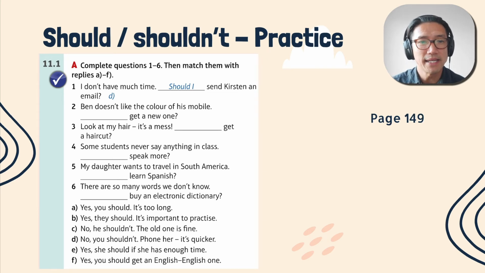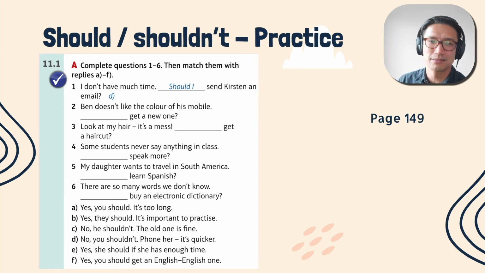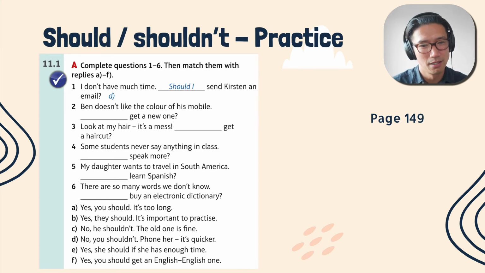Why not? Ben doesn't like the color of his phone. I don't know. Blank, get a new one. And what should the response be? Look at my hair. It's a mess. Get a haircut. Some students never say anything in class. Speak more. Number 5, my daughter wants to travel in South America. Learn Spanish. There are so many words we don't know. Buy an electronic dictionary.